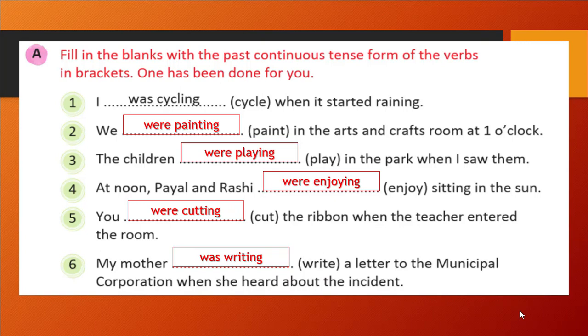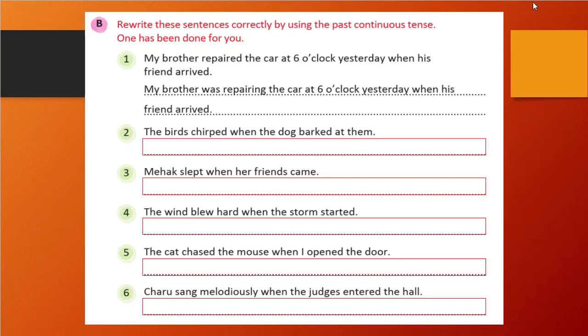Let's see further. Exercise B. What does it say? Rewrite the sentences correctly by using the past continuous tense. So here we got some sentences. What we need to do is identify our verb. And what is the verb? Verb means the word which shows the action, or showing the status, right? That is our verb, and we need to convert it into past continuous. We need to write it with was or were, the be verb, plus ing.